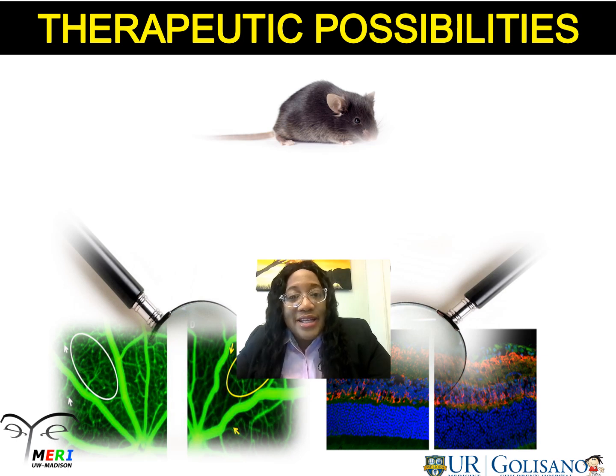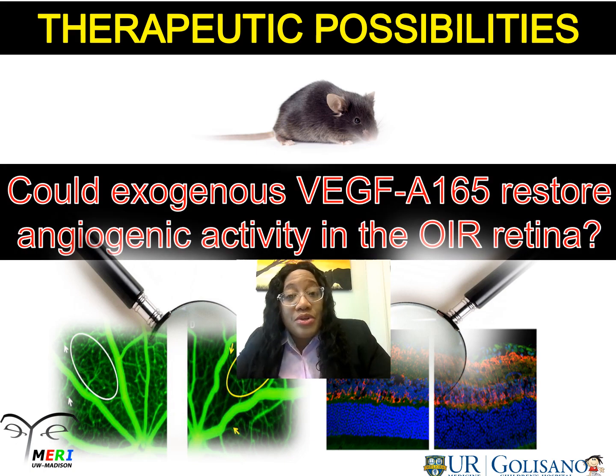I next began to investigate the effectiveness and safety of novel pro- and anti-angiogenic therapies that could potentially prevent ROP progression while avoiding systemic toxicity. So we asked the question, could early use of exogenous pro-angiogenic VEGF A165A during or right after vasobliteration restore angiogenic activity in the retina?